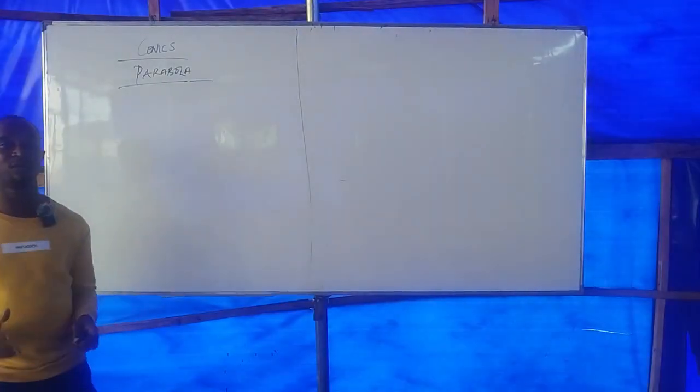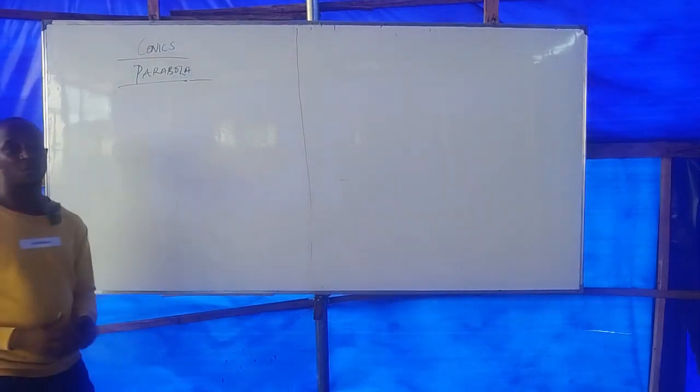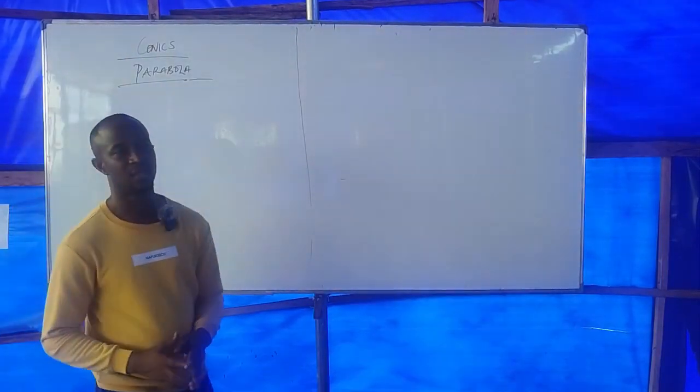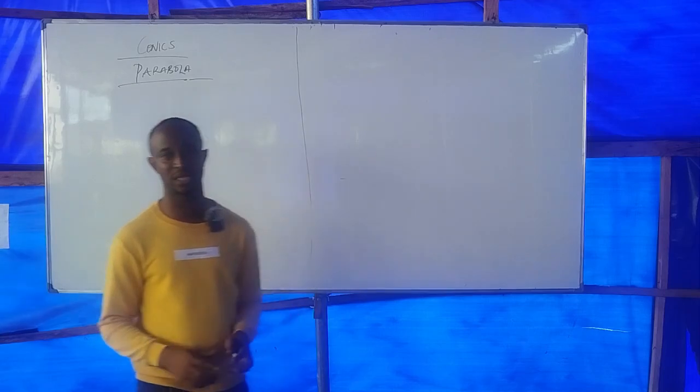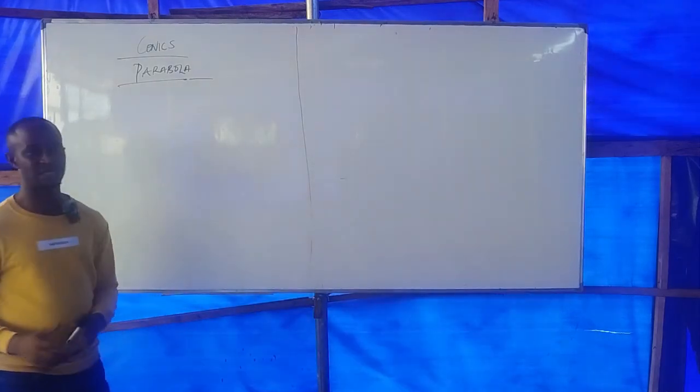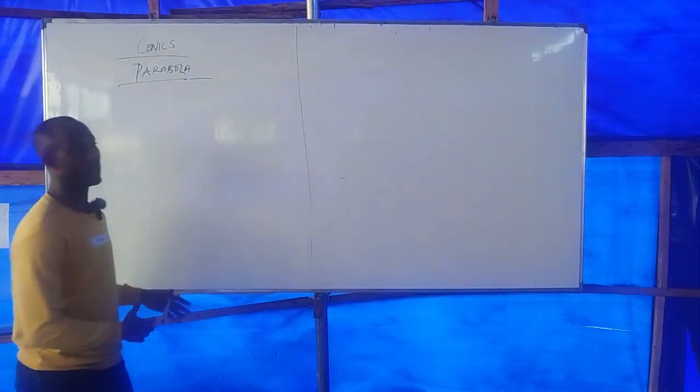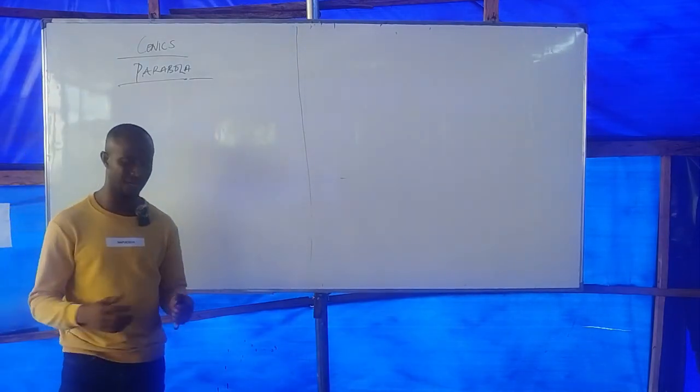Okay, today we shall be looking at parabola, one of the aspects of conic section. In the previous class, we were able to classify conics into four. The first is called the circle. Second, we have the parabola, we have the ellipse, and we have what we call the hyperbola.